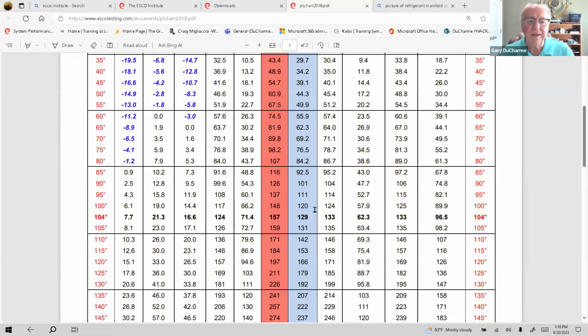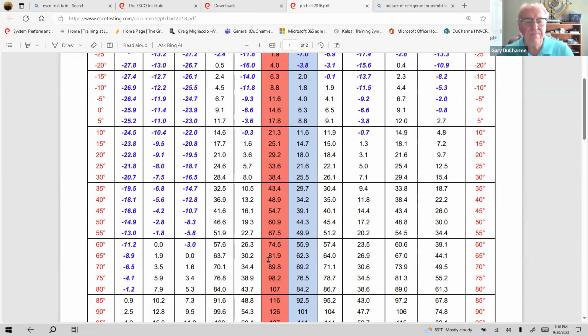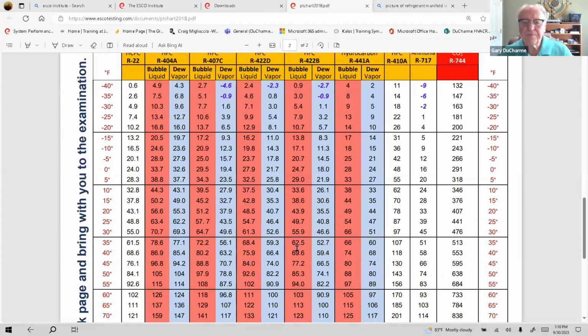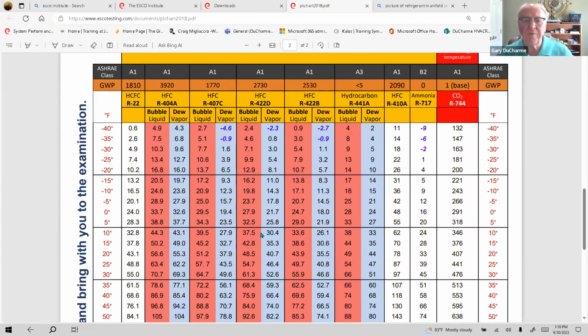So what we're looking at here with the pressure temperature chart is refrigerant at saturation. So by saturation, we mean refrigerant that exists as a liquid and a vapor together. That is the saturated state of refrigeration. If we're talking about saturation, we're talking about liquid and vapor existing together.